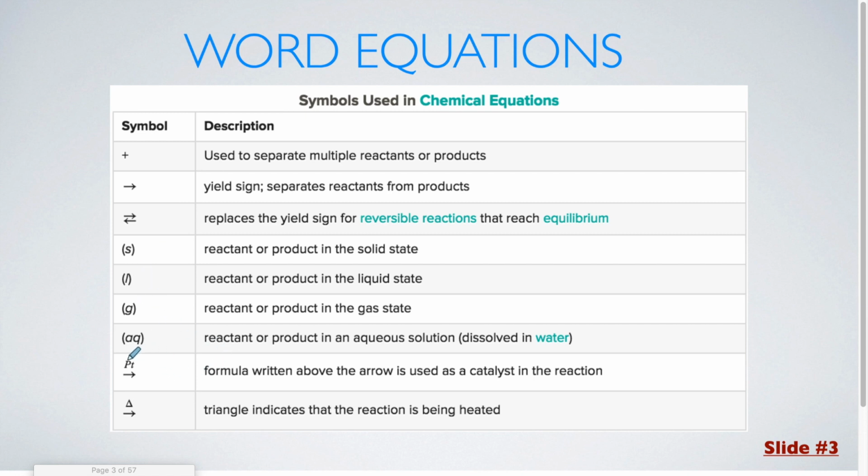And then if you see a symbol that is above the arrow, that could show that a catalyst is being used, which we'll talk about towards the end of our Unit 8 notes, or that the substance is being heated in order for the reaction to occur.